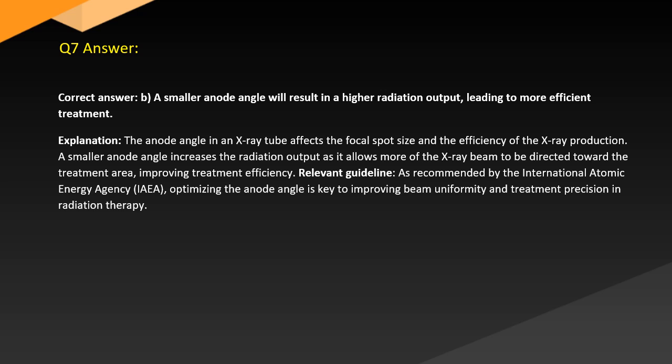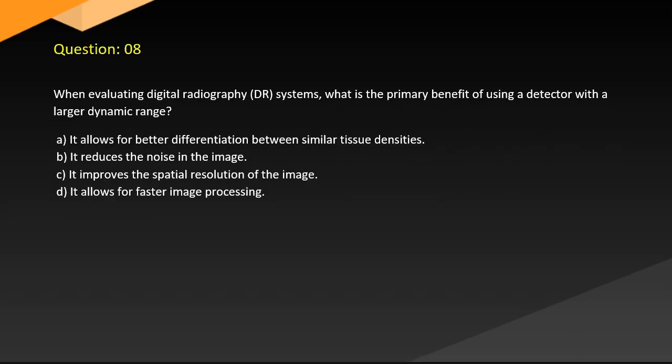radiation therapy. Question 8. When evaluating digital radiography (DR) systems, what is the primary benefit of using a detector with a larger dynamic range? A. It allows for better differentiation between similar tissue densities. B. It reduces the noise in the image. C. It improves the spatial resolution of the image. D. It allows for faster image processing.